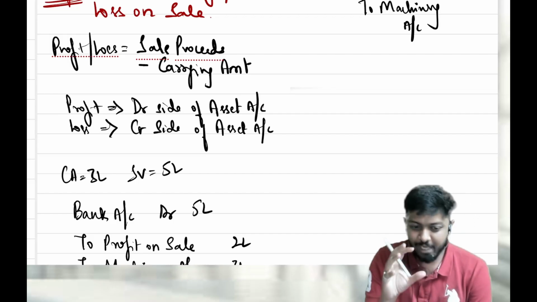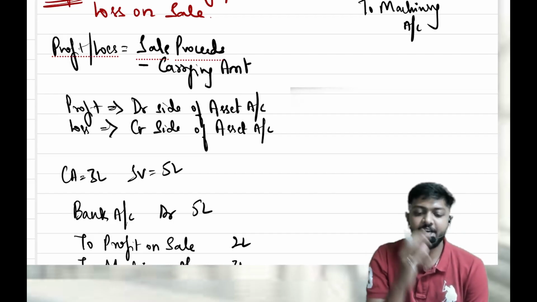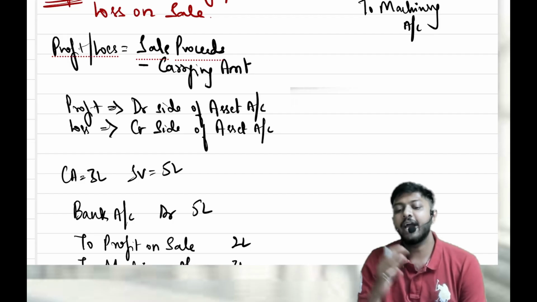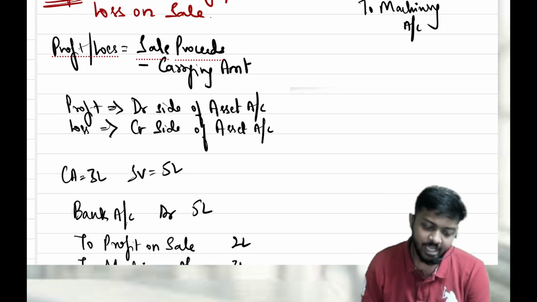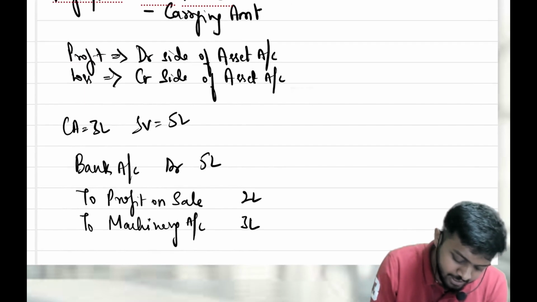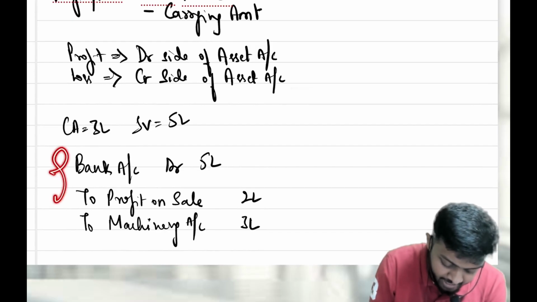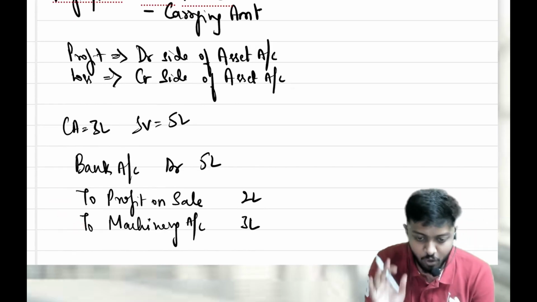So anyways, just to keep it simple, if it is profit, it comes in the debit side of the asset account; if it's loss, it comes in the credit side of the asset account. Are we clear? Yes. So see here, this is the journal entry whenever you sell, generally, you should know.